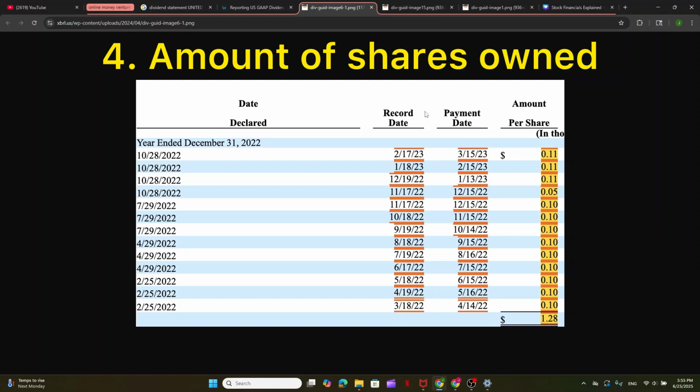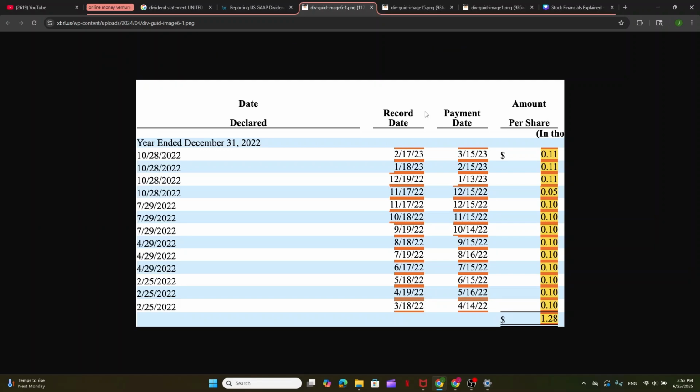With dividends, your payment depends on how many shares you held on the record date. So, you basically multiply the amount of shares times the amount per share that was declared by the company to pay the dividend. Pretty simple math, pretty easy to track.